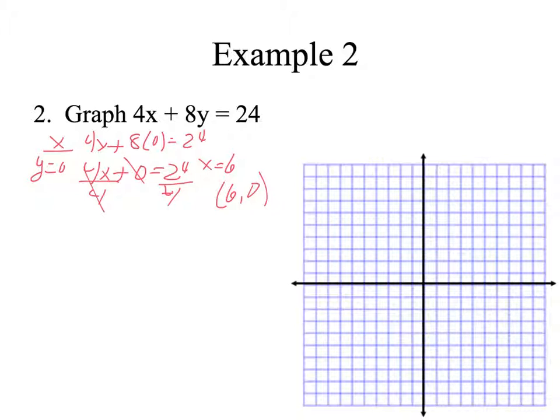So over 6, 1, 2, 3, 4, 5, 6. It'll be about right there. Did I count that right? 1, 2, 3, 4, 5, 6. Yes. Find my y-intercept. I'm going to let x equal 0.